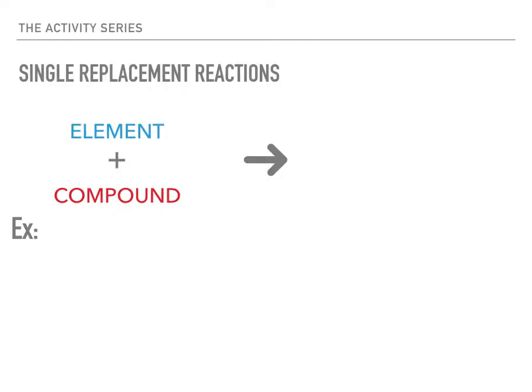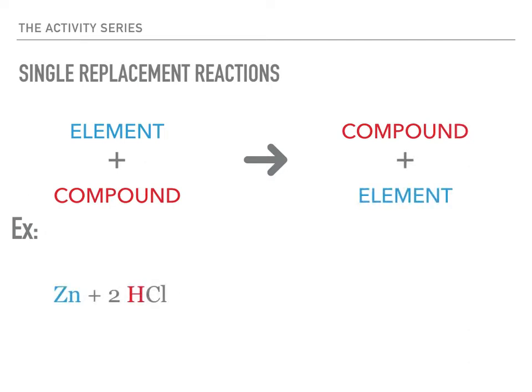First, let's talk about single replacement reactions. They happen when an element reacts with a compound to form a different compound and element. An example of this would be when zinc reacts with hydrochloric acid. As a reactant, zinc is a free element and hydrochloric acid is the compound. The products are zinc chloride and hydrogen gas.